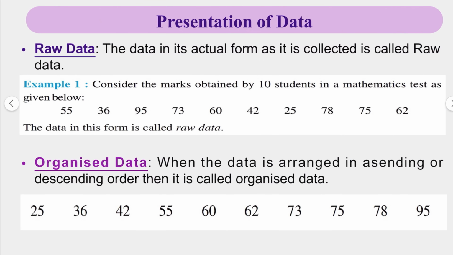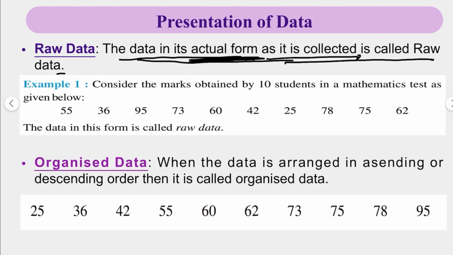In presentation of data, first you have to understand a few terminologies. The first one we have is raw data. The data in its actual form, as it is collected, is called raw data. Whenever we gather some information and note it down as it is, that primary information is called the raw data, because we have not organized that data; we are just noting it down one by one.